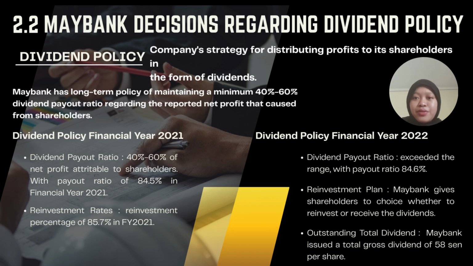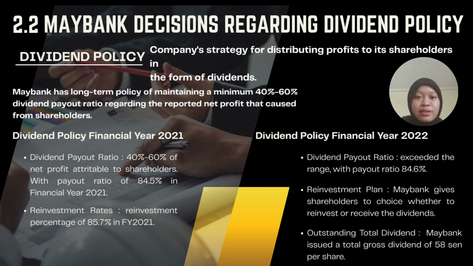Maybank maintained its long-term dividend policy in 2032, again showcasing strong financial performance and its commitment to investor returns. First, dividend payout ratio. For financial year 2032, Maybank's dividend payout ratio was 84.6%, again exceeding the long-term target of 40% to 60%. This reflected continued profitability and confidence in its financial standing.